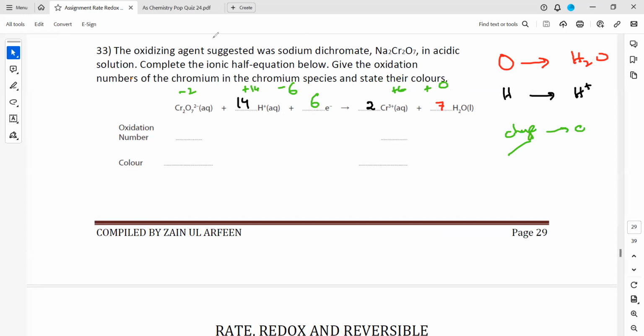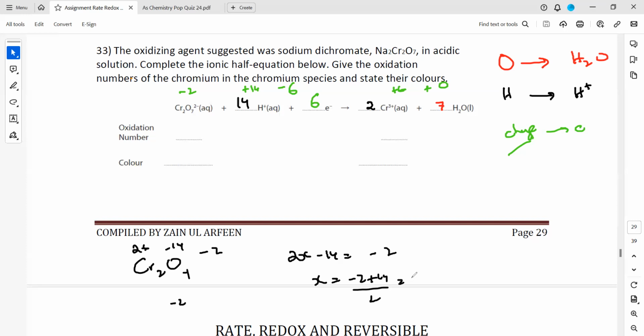Then how to work out the oxidation number? If you want to work out the oxidation number for chromium in dichromate with a net charge of -2, each oxygen is -2, so 7 oxygen will be -14, and this is 2x. When we simplify, 2x minus 14 equals -2. And 2x equals -2 plus 14, divided by 2, which equals +6. So this one is +6.